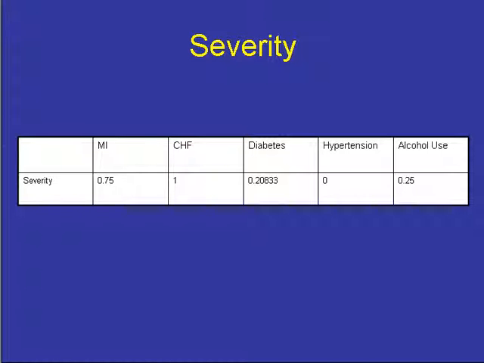Using the formula, we are given the standardized severities seen here. As you can see, congestive heart failure is given a 1, which means it is the most severe, and hypertension is given a 0, which means it is the least severe. MI, diabetes, and alcohol use are all in the middle between hypertension and CHF.